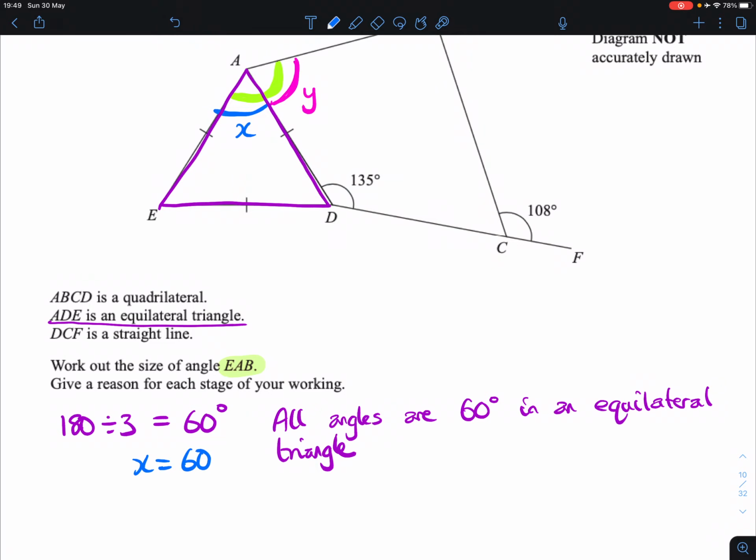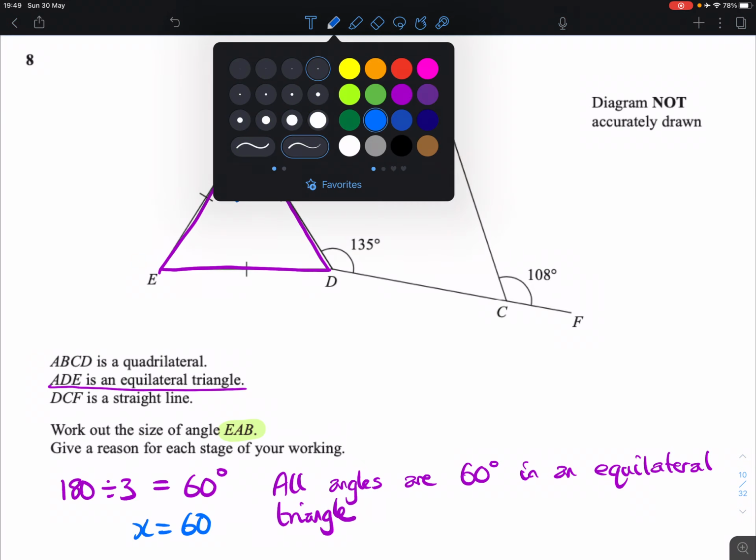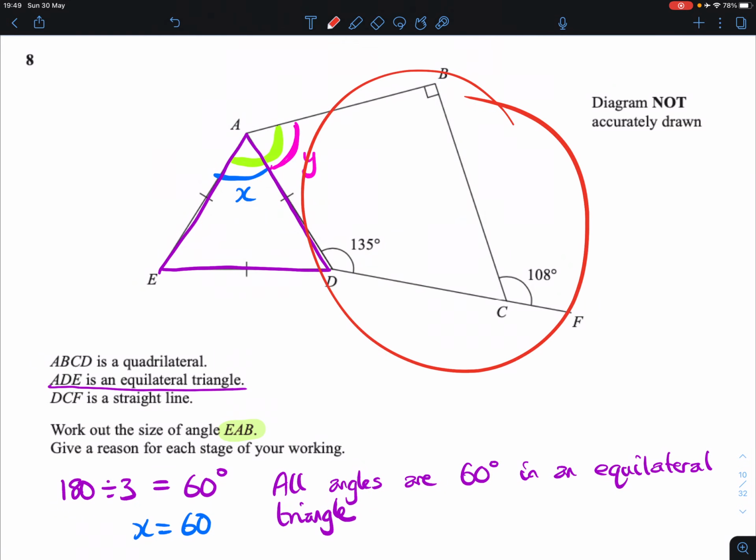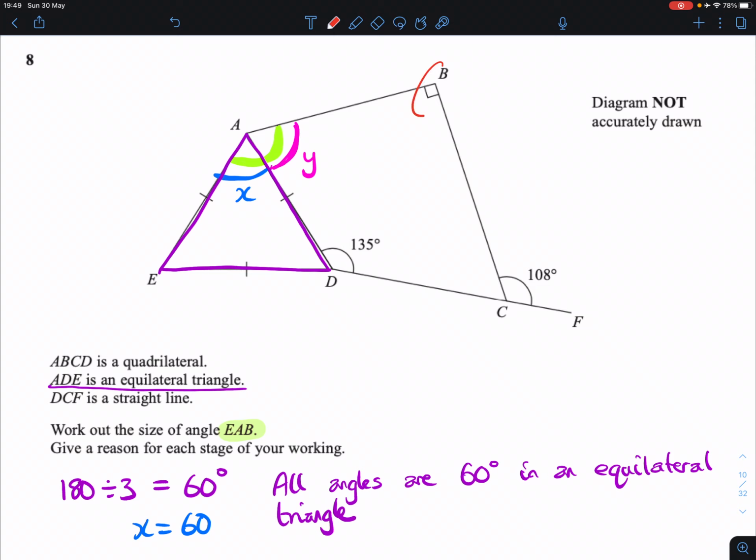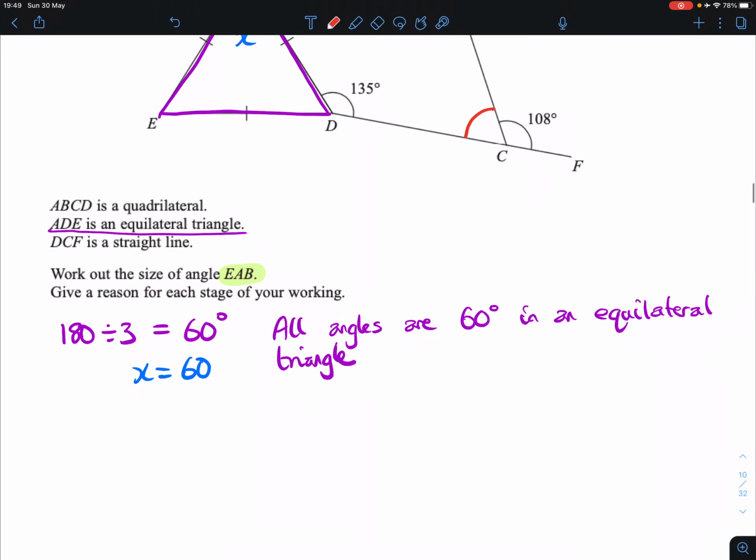That's the first part. Next part, in order to get Y, we're going to have to use the information that's been given all about here. So we have a right angle here, 90 degrees. We have 135 degrees. We have this Y, and the other missing angle is this, which is right beside that. So we're going to use that 108 to figure out that missing angle there in red. We can take it away from 180 because of the fact that angles in a straight line add up to 180. So angles in a straight line add up to 180.